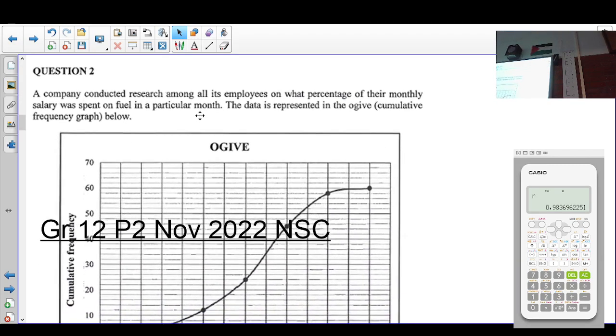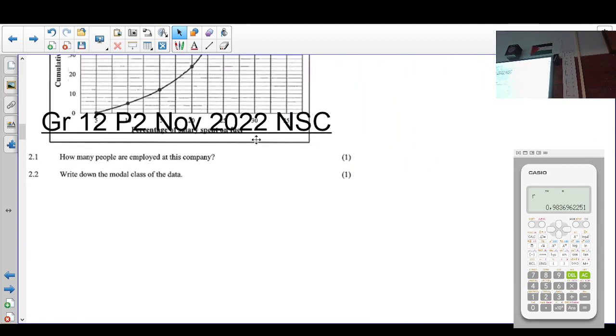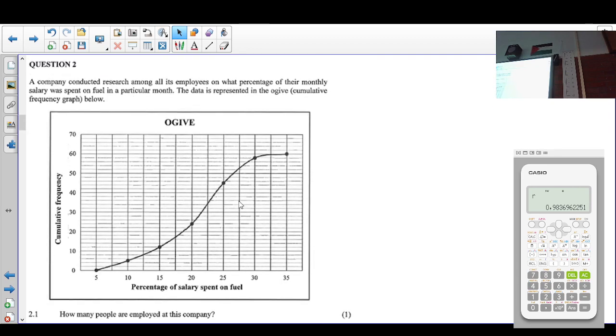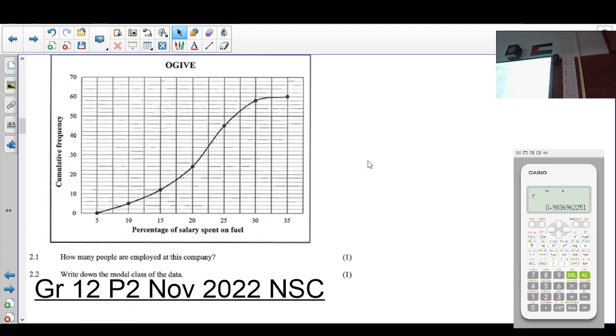Let's go to question 2. Question 2, we have the ogive graph. So here we are told that the company conducted research among all of its employees on what percentage of their monthly salary was spent on fuel in a particular month. The data is represented in the ogive, the cumulative frequency below.